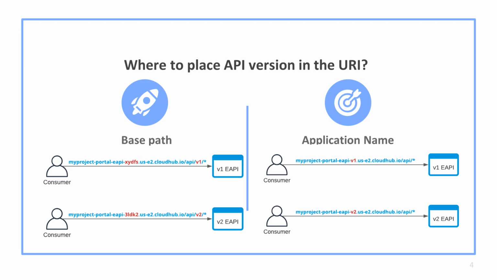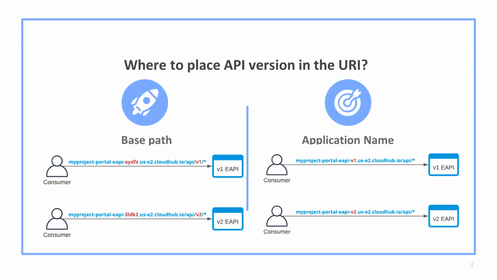Okay, so the question is where to place the API version in the URI. We have two approaches here. We can put it in the base path or in the application name. So let's first start with the base path on the left hand side. As you can see, we have two versions of the same API deployed. The first version is /API/v1/something, and as you can see, it's put in the base path part. The second version has a similar URI, it's /API/v2/something. It means that the API version is configured directly in the HTTP listener configuration.